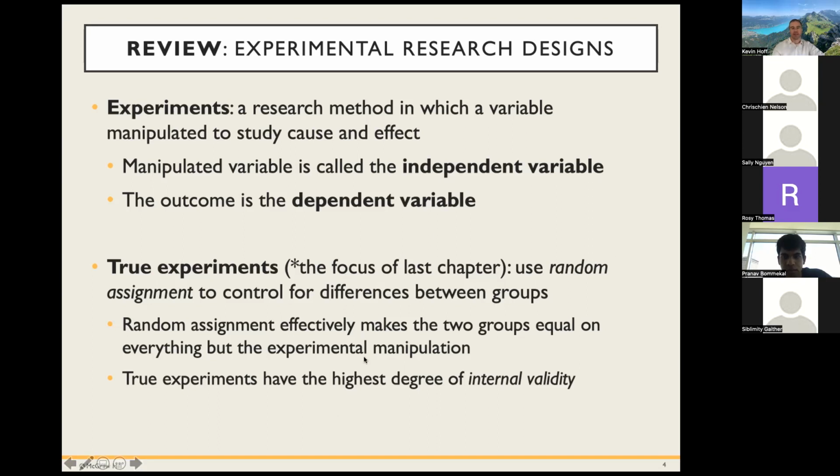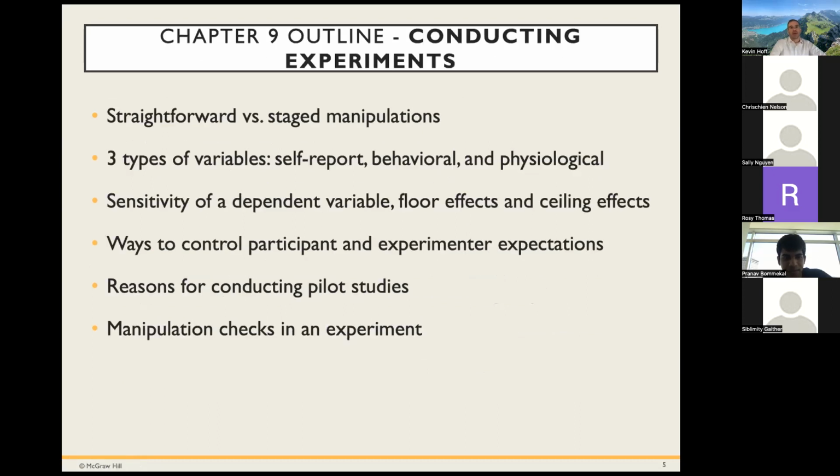And as a result, that means that these designs have the highest degree of internal validity. We've talked about lots of different types of validity. This internal validity is most relevant to experiments because it concerns whether or not you can make valid inferences about cause and effect from a study. So internal validity has to do with inferring causality and whether or not we can do that accurately.